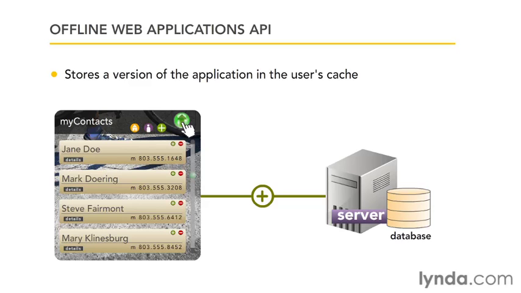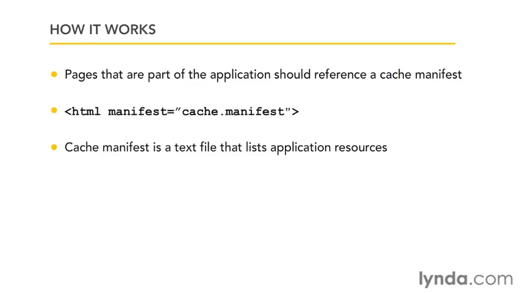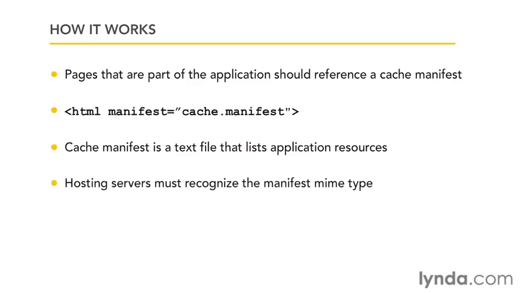So here's how it works. Now, any web page that's part of the application should contain a reference to a specific type of file called a cache manifest file. This is what it looks like right here, this code. The cache manifest is a text file that contains references to which application resources should be downloaded as being part of that application. Now, I need to mention here that any server hosting this particular site needs to be able to recognize the manifest MIME type. You should add this MIME type to your server before building offline applications.